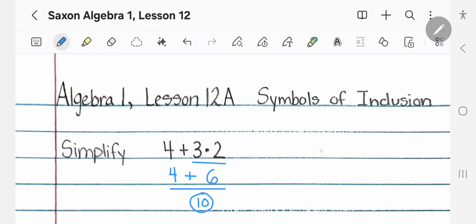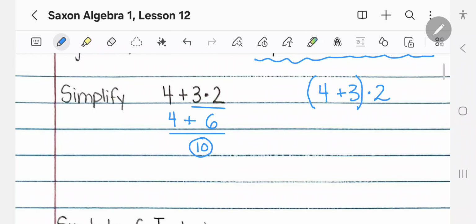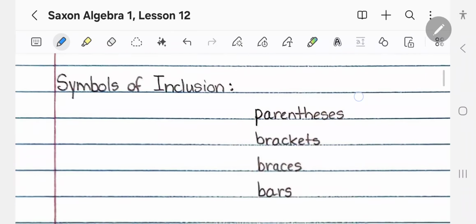Now, if I had wanted you to do the 4 plus 3 first, I couldn't have written it like this. I would have had to have some way to indicate, hey, I really want you to do the 4 plus 3 first. So one way to do that was to put it in parentheses, which is an example of symbols of inclusion. It's a way to include those two numbers together. So let's look at some other examples of symbols of inclusion.